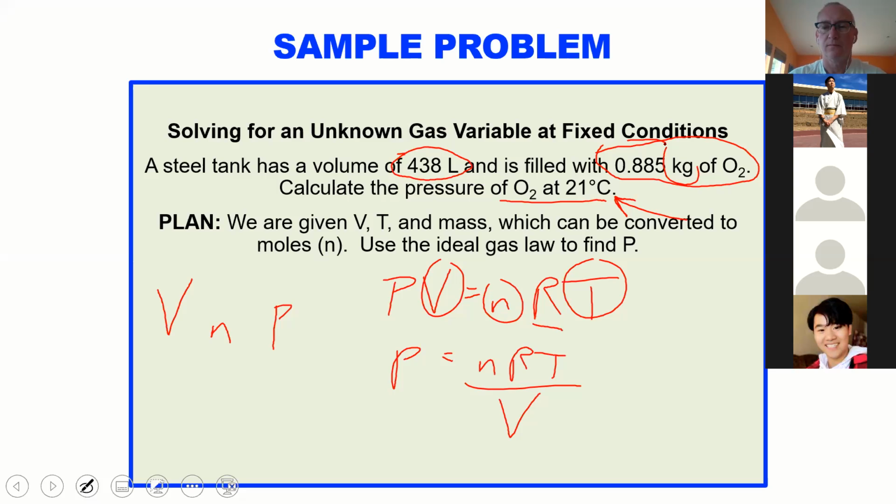885, right. Because grams are small, kilograms are big. There's 1,000 grams in a kilogram. So we've got 885 grams of oxygen. So how many moles of oxygen do we have? What's the molar mass of oxygen?